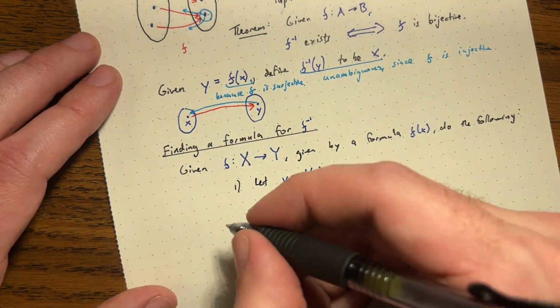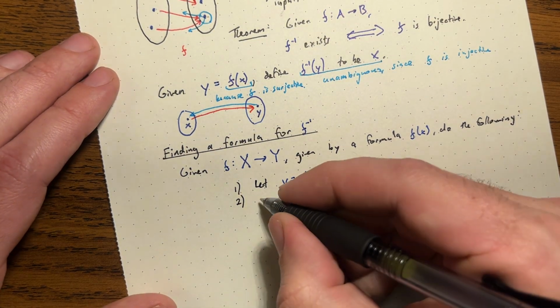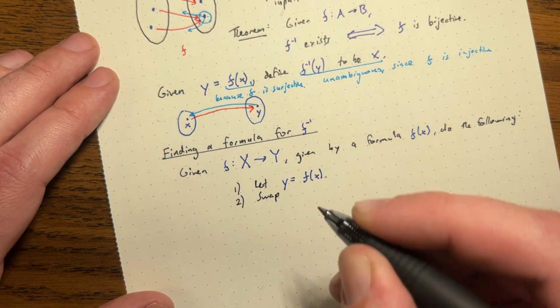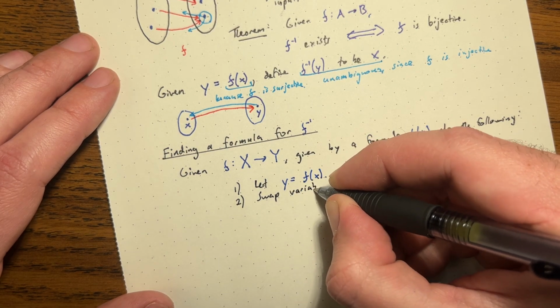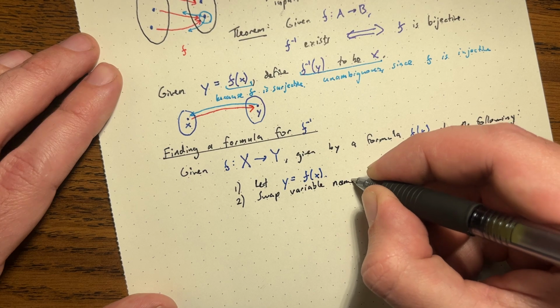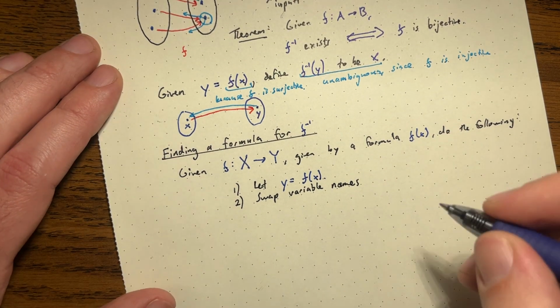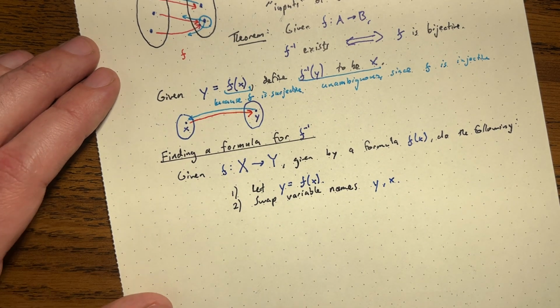I'm using x and y as variables because they commonly refer to inputs and outputs. Then what we're going to do is swap the variable names. You can do this right now or later, but I like to do it immediately. The idea there is the inverse function is going to reverse the inputs and outputs, so it makes sense to swap these.